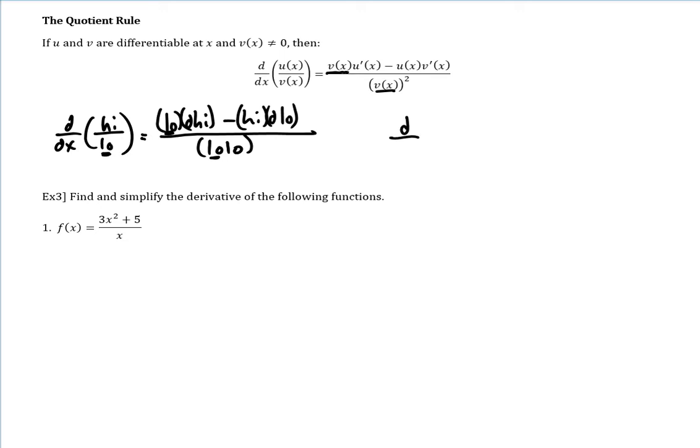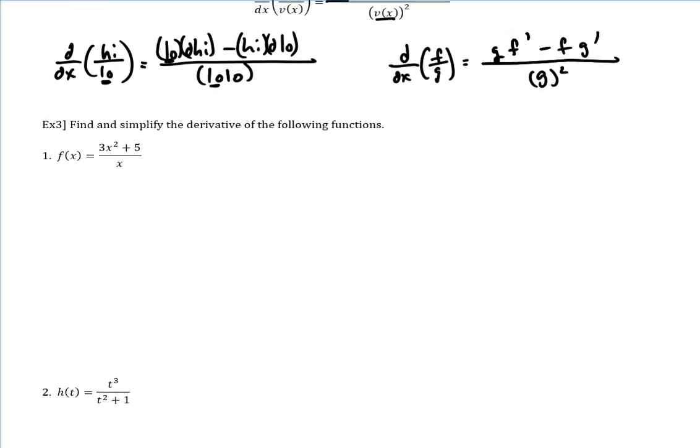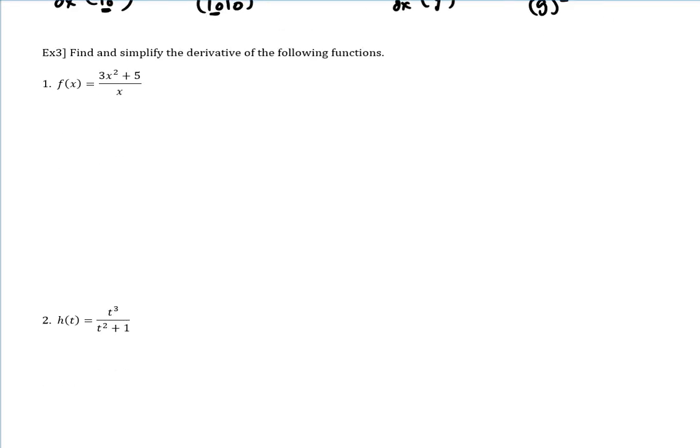They might use different letters as well. They might use f and g, so I'm going to abbreviate it with f and g. Well, it's our low d high minus high d low over the low one getting squared, or low low. So g f prime minus f g prime over g squared. That's the quotient rule. We use it whenever you have something divided by something. Sometimes there's easier methods. So let's take a look at some problems.